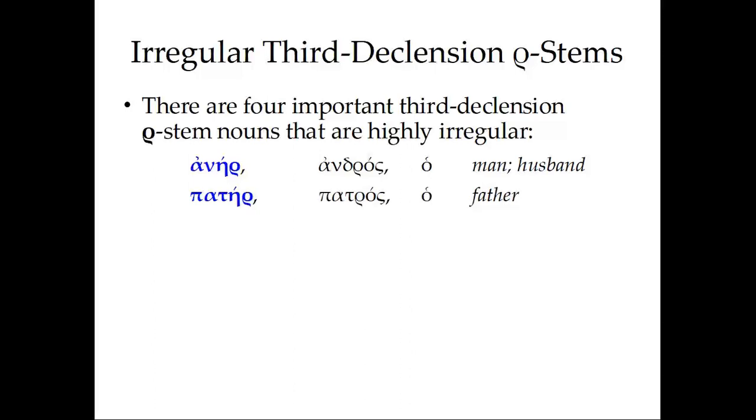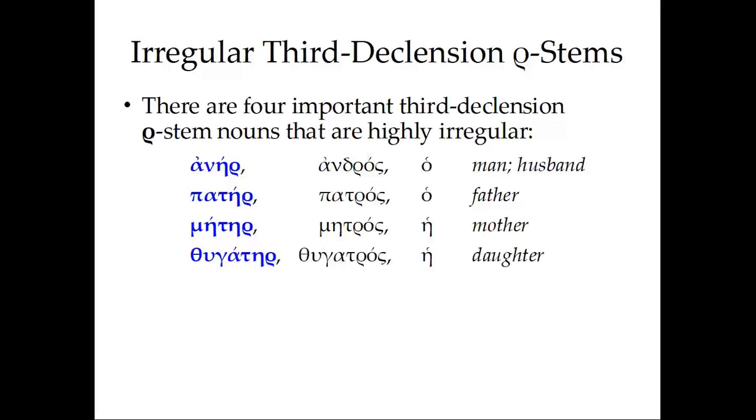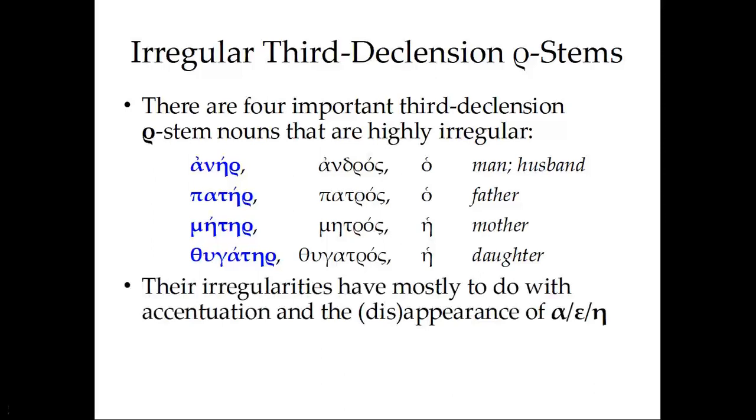Patēr, patros, ho, father. Mētēr, mētros, hē, mother. And thugatēr, thugatros, hē, daughter. Their irregularities have mostly to do with accentuation and the appearance or disappearance of some of these vowels, alpha, epsilon, eta. Now, all of these words have to do with people, obviously, and 3 of them have to do with familial relations. They're very common words, which is one of the reasons why we see such irregularity.